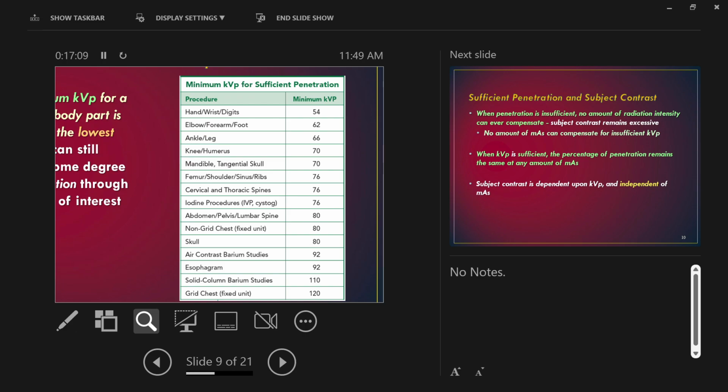Barium's very dense. Barium doesn't make your body thicker, it just makes your body denser in that area because barium's a very dense material. Esophagram, solid column barium studies are all using radiographic contrast materials that will add density. So we have to use higher kilovoltage for these. But just this kind of sweet spot right in the middle.